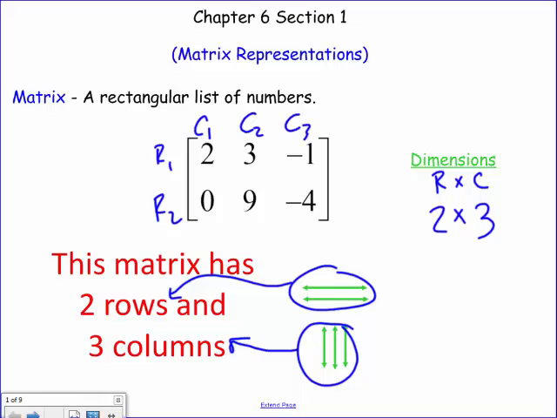And you have to know that, because when you type these into a calculator, you have to state what type of matrix you want. And so in this case, if I was going to type this into my calculator, I'd have to state that it is a 2 by 3 matrix.